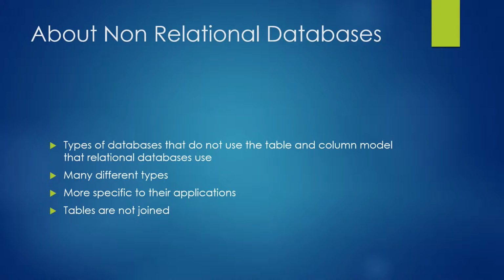Non-relational databases are types of databases that do not use the table and column model that relational databases use. That being said, there are multiple different types of non-relational databases. They are often much more specific for the type of data they store and are application dependent. And another one of the qualities is that tables are not joinable.